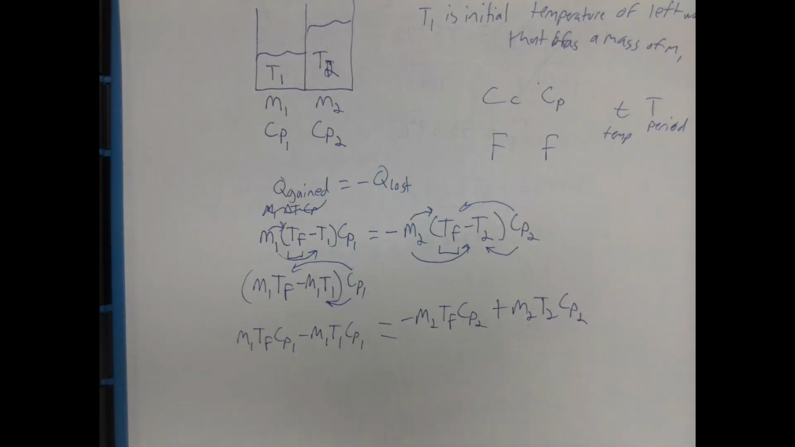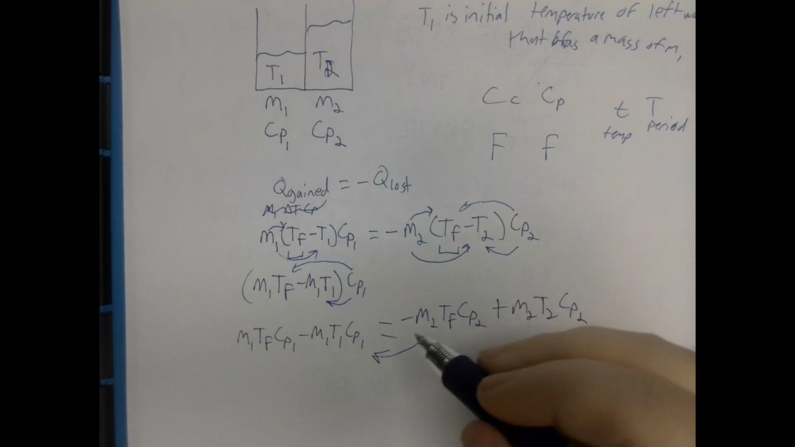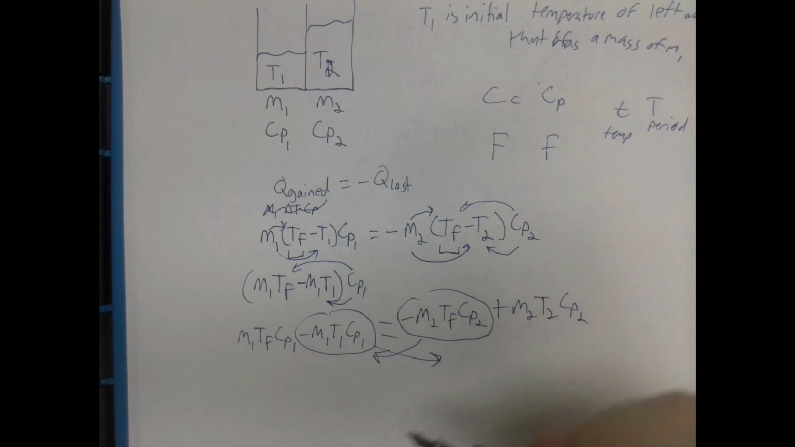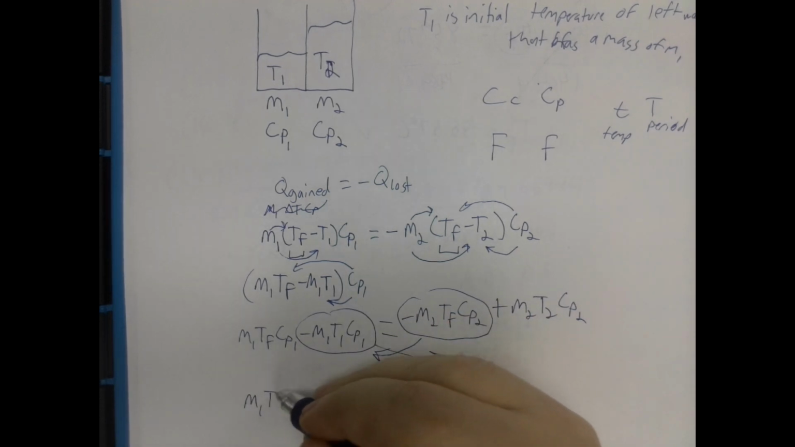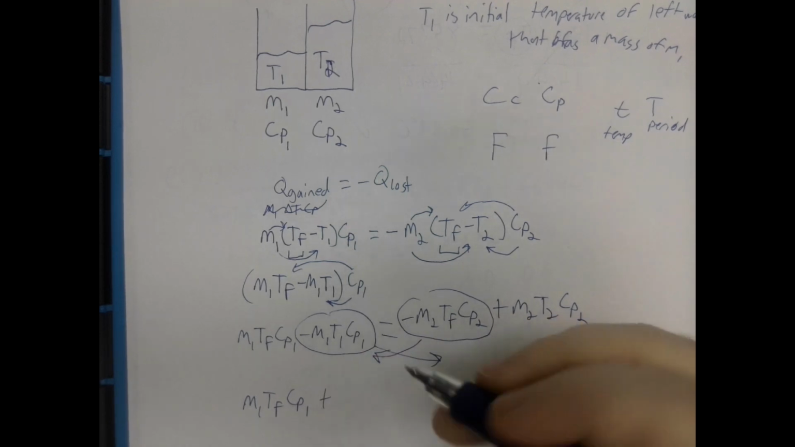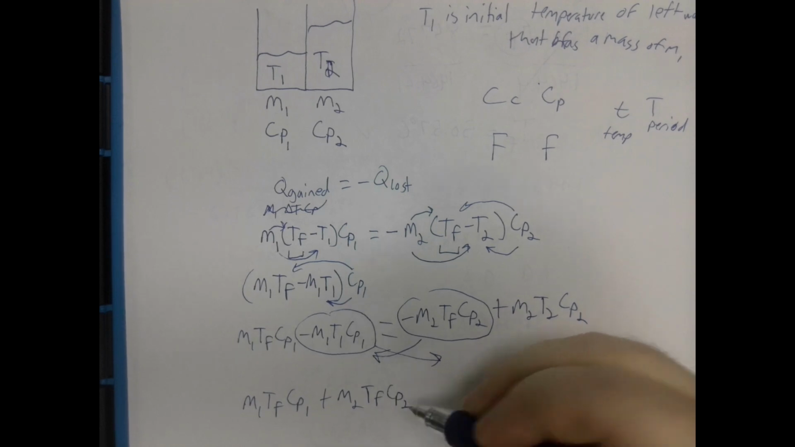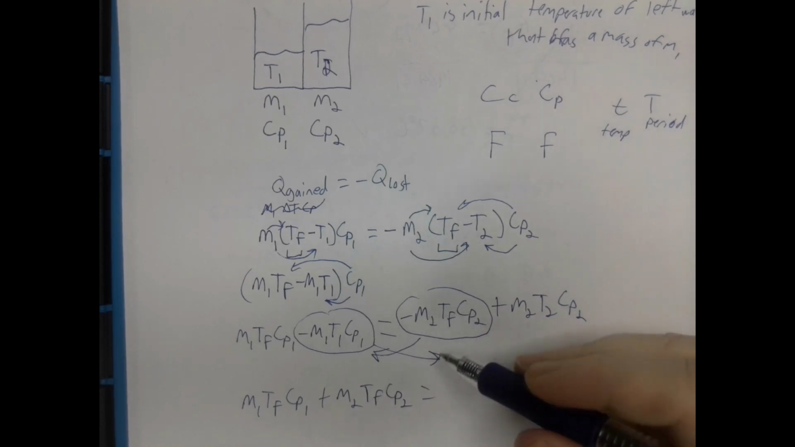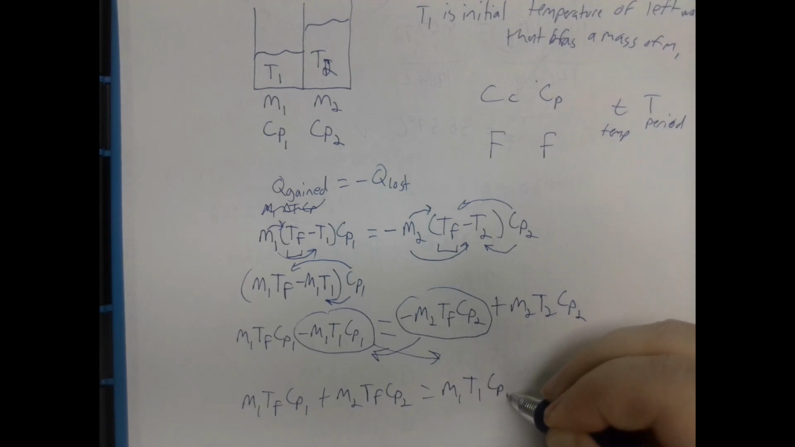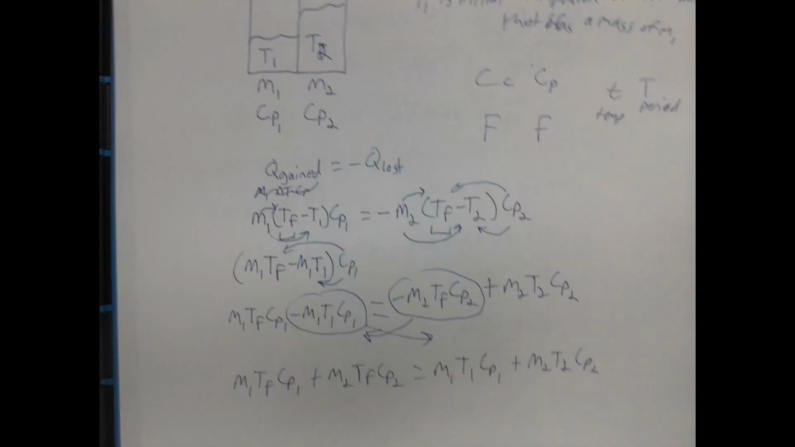Again, just algebra. Now I bring this over to this side, and this over to this side. So M1 TF Cp1 plus M2 TF Cp2. And then this over here is M1 T1 Cp1 plus M2 T2 Cp2.